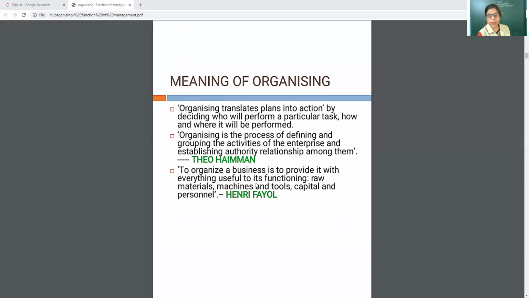Now, the meaning of organizing. If you want to write, you can write on paper. Organizing translates plans into action by deciding who will perform a particular task, how and where it will be performed. In planning, we decide the action, and in organizing, we translate the plan into action. Now see, organizing is the process of defining and grouping the activities of the enterprise and establishing authority relationships among them. This definition is related to the process of organizing.